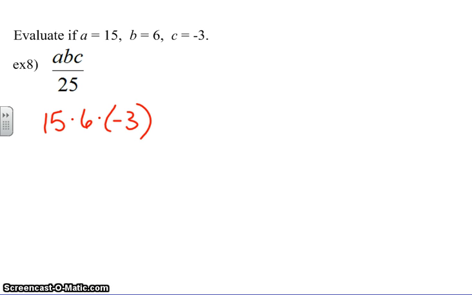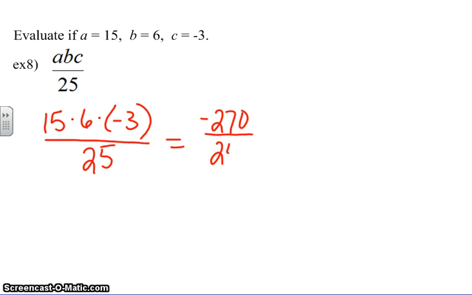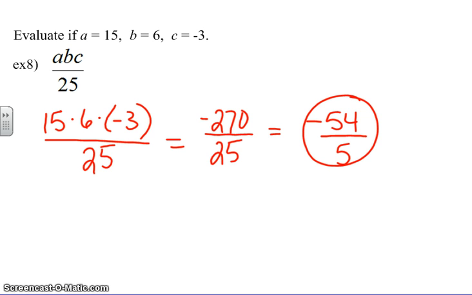So we have 15 times 6 times -3, all divided by 25. When we simplify that numerator, we get -270 divided by 25, and that fraction simplifies to -54 over 5. So hopefully your answer matches my answer.